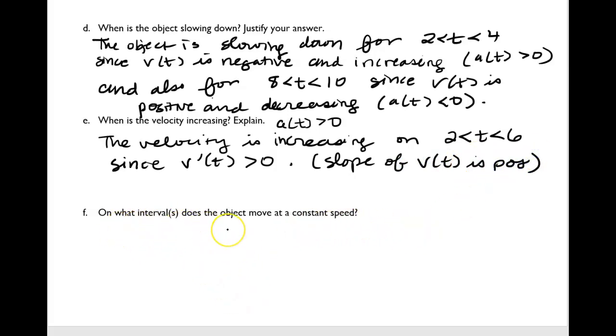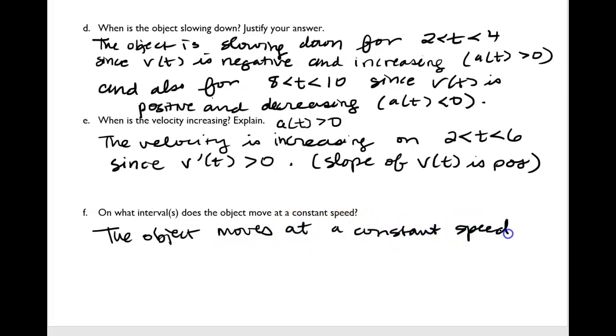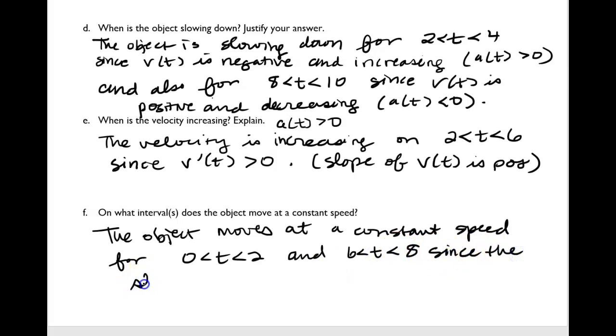F, on what intervals does the object move at a constant speed? I'm just looking for that slope of 0 where it's horizontal. So the object moves at a constant speed for t between 0 and 2 and t between 6 and 8. If you look at the graph, that's where it's horizontal. So since the slope of v of t is 0, or v of t is horizontal.